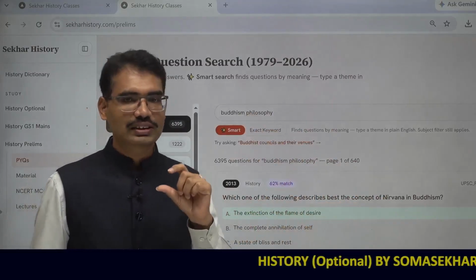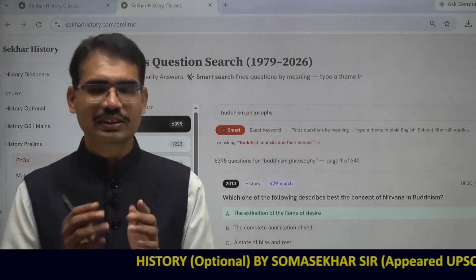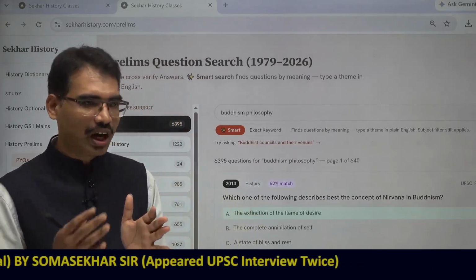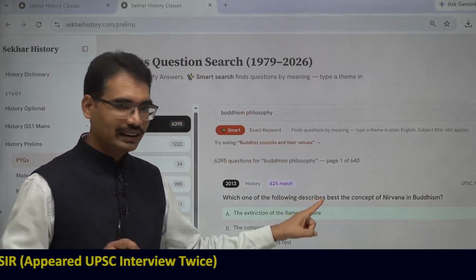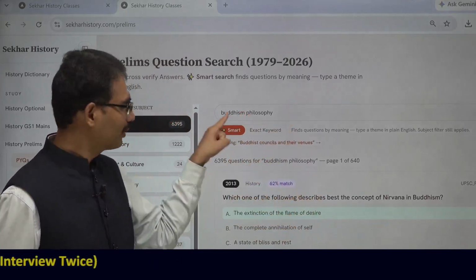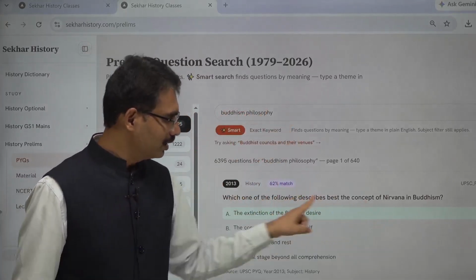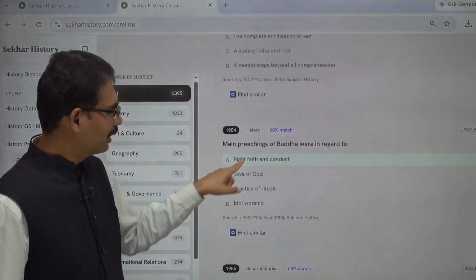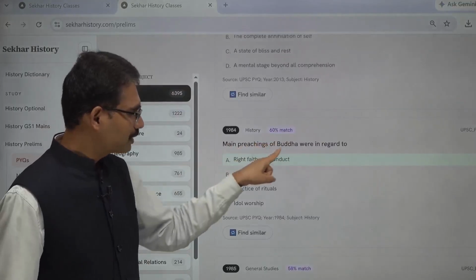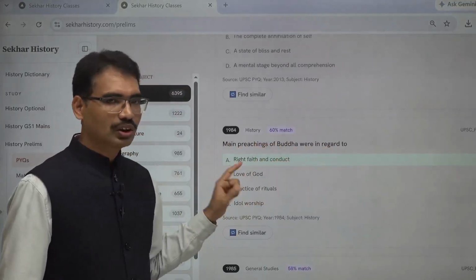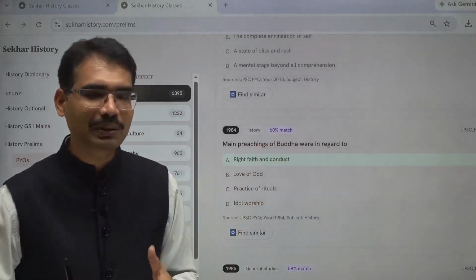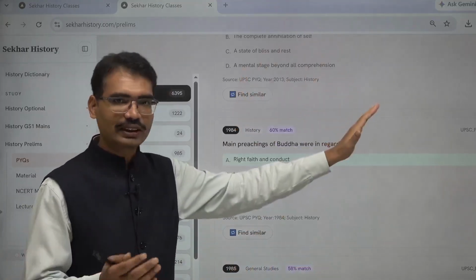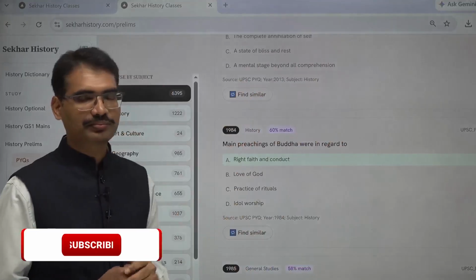And also this artificial intelligence tries to match how much percentage of the context is matching with the query. That means Buddhism philosophy and this one. You can see 62% match. In this way, it will help. Like 60% match: Main preachings of Buddha were in regard to. So Buddhism related philosophy comes in multiple ways. That is why the Buddhism related and philosophy related combination it is picking up.